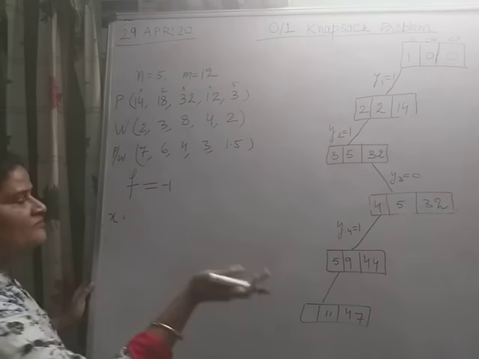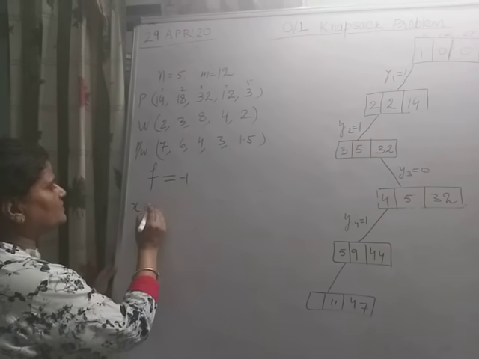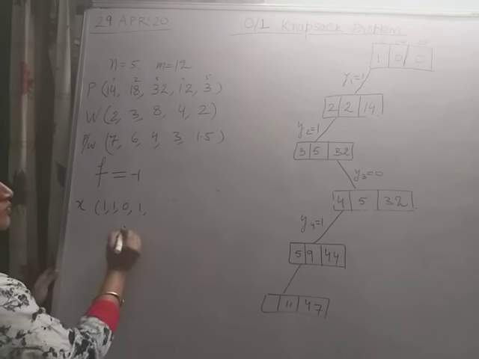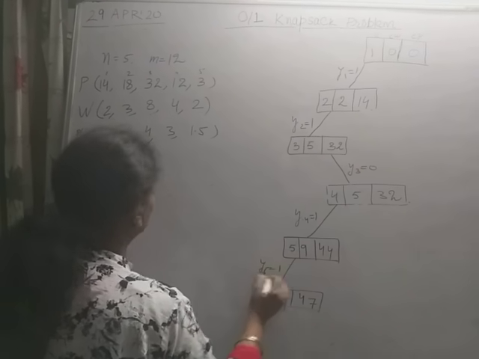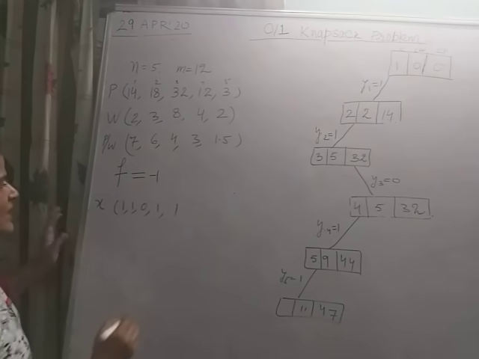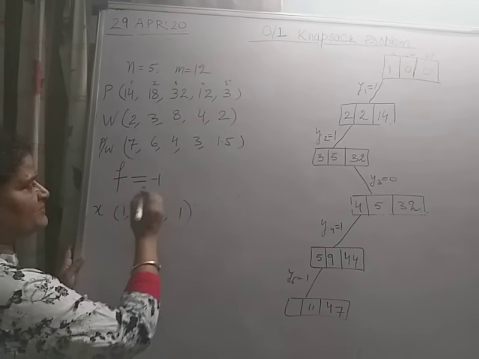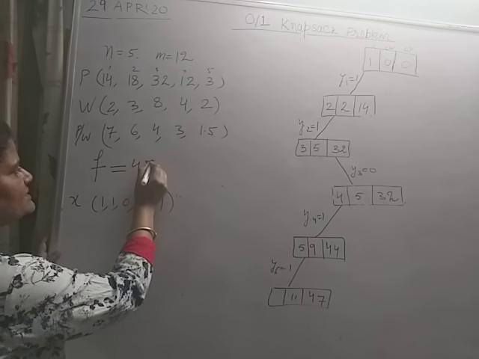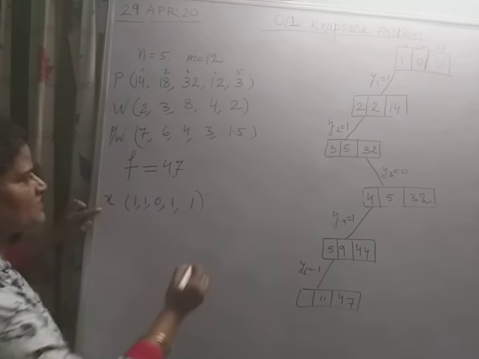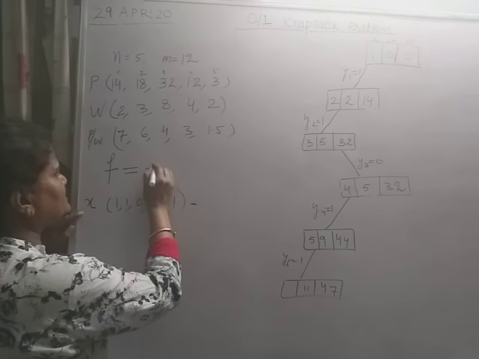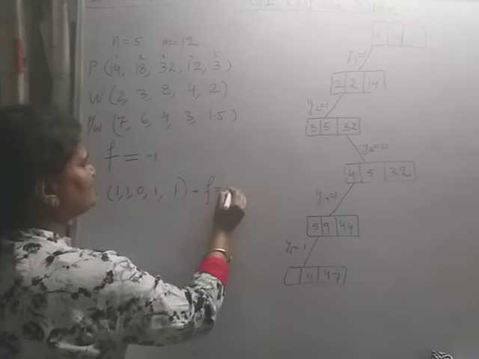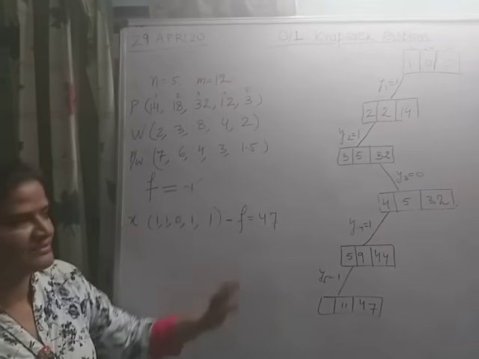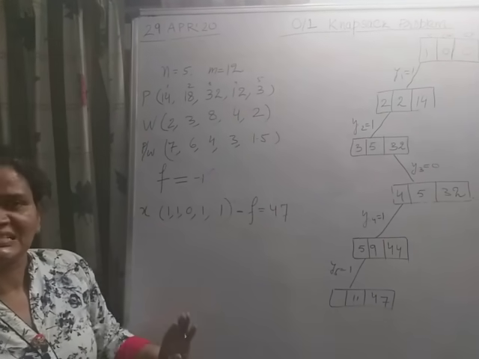Here y will be copied to the X. So X vector, solution vector X is 1, 1, 0, 1, and y5 is also 1, and its profit. Now F is to be updated. F is what? Now at this time F is 47. So this solution vector, and initially this is 1, and for this solution vector F is 47. Now F is no longer -1. F is 47 as one solution vector is generated.